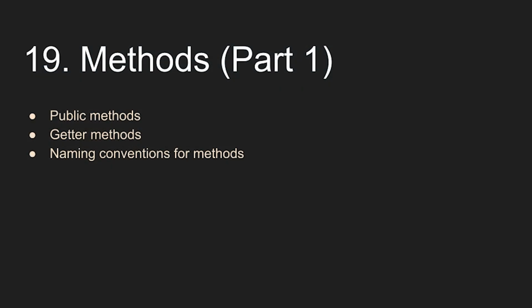So in this video, we're going to look at public methods. We're going to look at getter methods, which are just methods that return a private value. And then we'll look at naming conventions for methods.